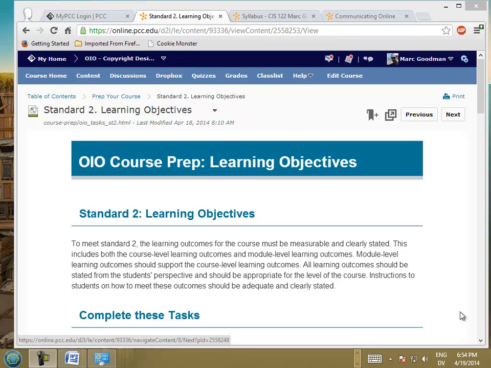Standard 2 covers learning objectives. We call them learning outcomes here at PCC, but they're really the same thing. And Standard 2 is a really important standard in Quality Matters because of the concept of alignment.